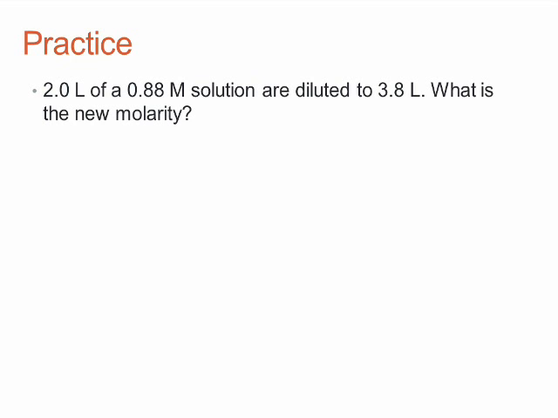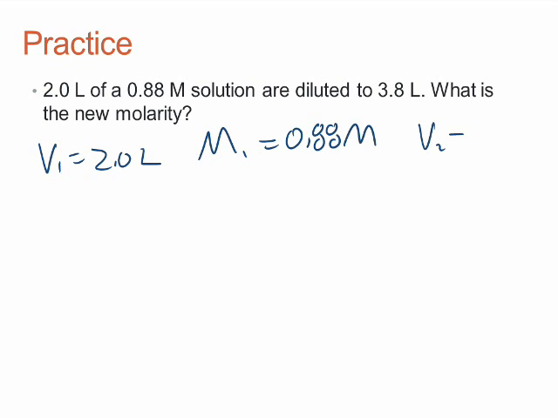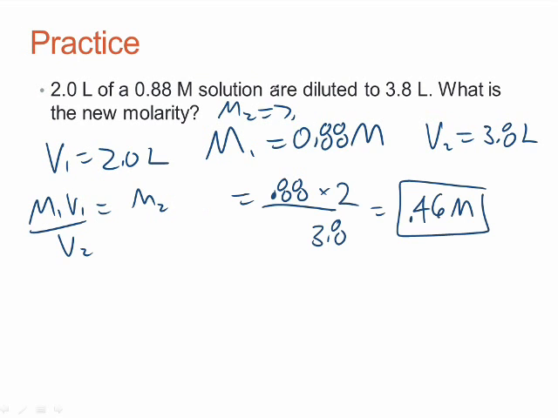So let's just put this out. Volume 1 is 2.0 liters. Molarity 1 is 0.88 molar. V2 is 3.8. What is M2? Let's use this equation, M1V1 equals M2V2, and we're just solving for M2. So we get a 0.46 molarity, or molar of 0.46. Diluted it by about half, a little less than, so by adding all that water. So 3.8 liters, that's actually a lot of water.